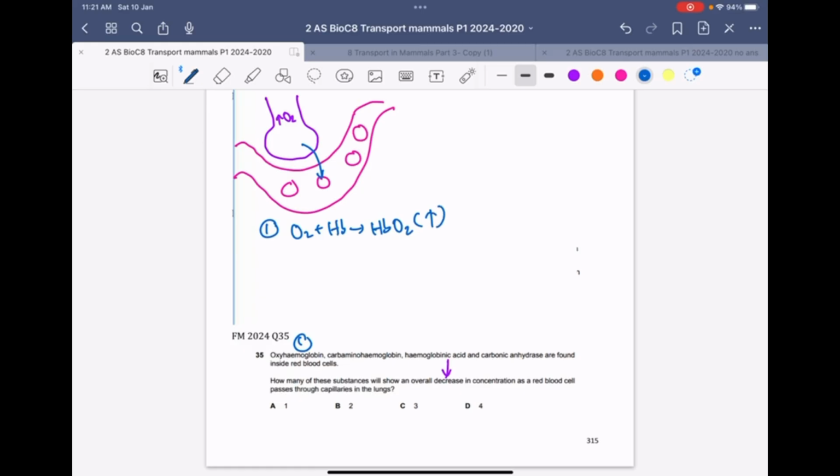就是说在这个肺部里面，这个 hemoglobin 它会和 oxygen 结合，变成这个 oxyhemoglobin，所以这个浓度是上升的。Then how about the second one?